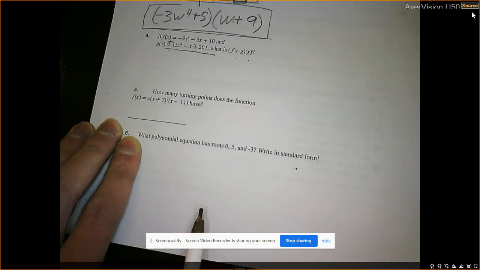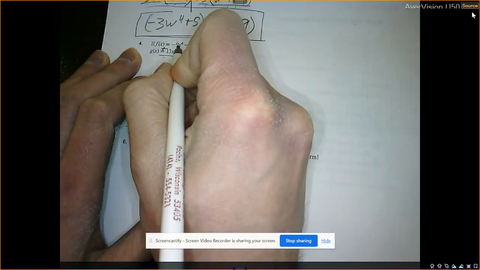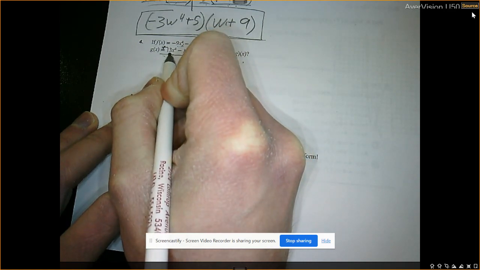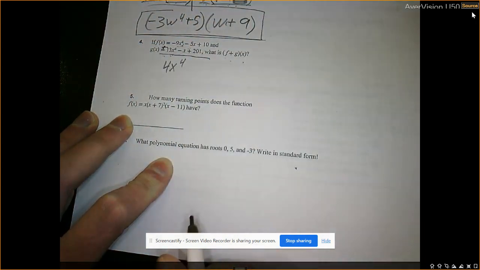So these are almost lined up pretty nicely for us. I have negative 9x to the 4th, and remember, you can only combine like terms, so I can only add my x to the 4th: negative 9x to the 4th plus 13x to the 4th. Negative 9 plus 13 is 4, and that's x to the 4ths we're talking.